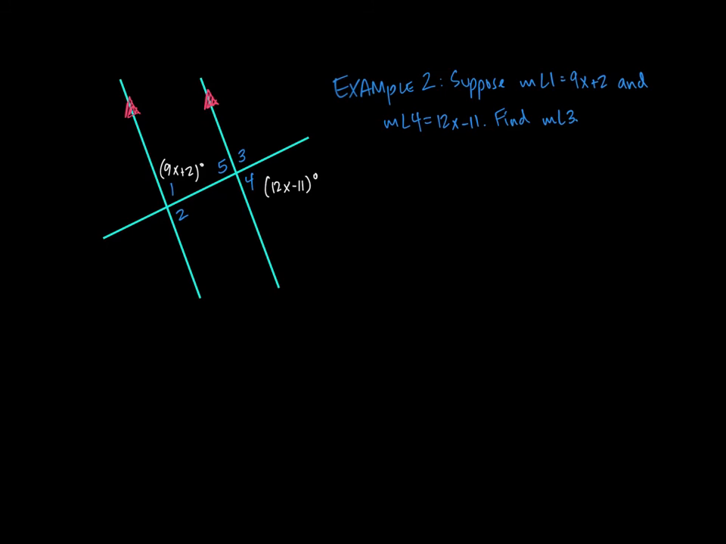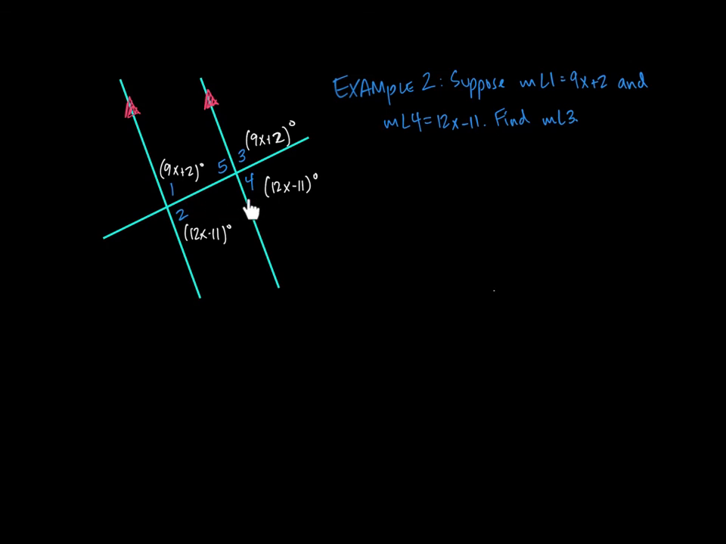Let's go ahead and take this 12x minus 11 and put it here, because we said that angles 4 and 2 were corresponding, so they would have to have the same measure. So if angle 4 is 12x minus 11, we could say the same thing about angle 2. And now I could say angles 1 and 2 are a linear pair, so we know they would have to add up to 180, right? I could take the 9x plus 2 degrees and put it right here, because again, angles 1 and 3 are corresponding angles, so they would have to be congruent.